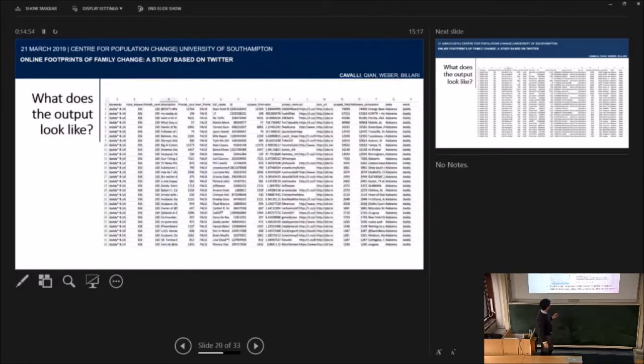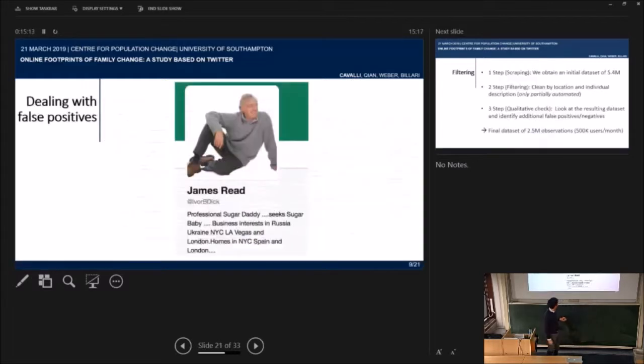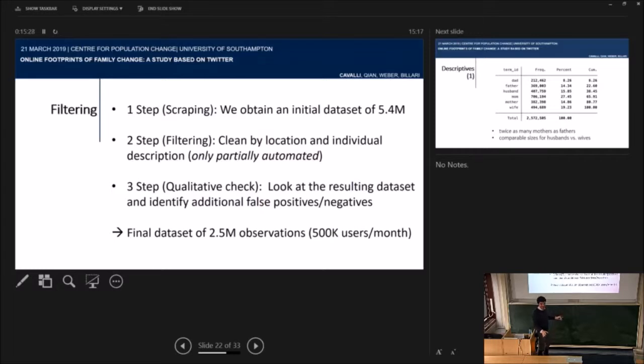So we get a data set like this: the keyword and the state, then the description, so the bio, and then the full name, ID, a bunch of other information, the location, and the number of followers and people followed by the user. Of course, some false positives also emerge, people you don't necessarily want in your data set, like this guy. So we have to do some filtering of the data.